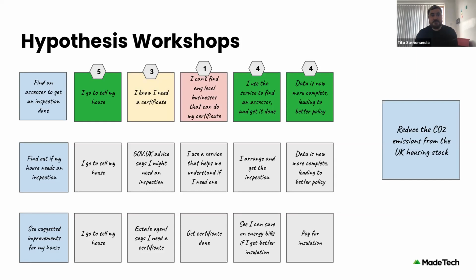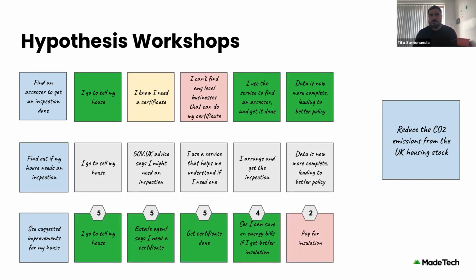So then moving down to see suggested improvements to my house, the bottom row there. This time round, it was looking good right until the end. So this time round I go to sell my house, again, pretty likely. An estate agent tells me I need a certificate, again, pretty likely. I get the certificate done. Yeah, if the estate agent says you legally have to do this, you're probably going to do it.